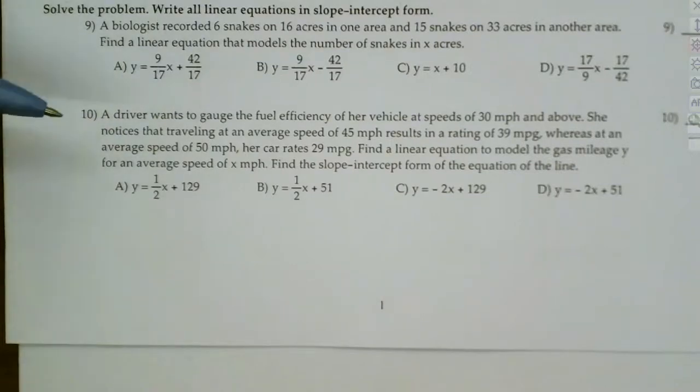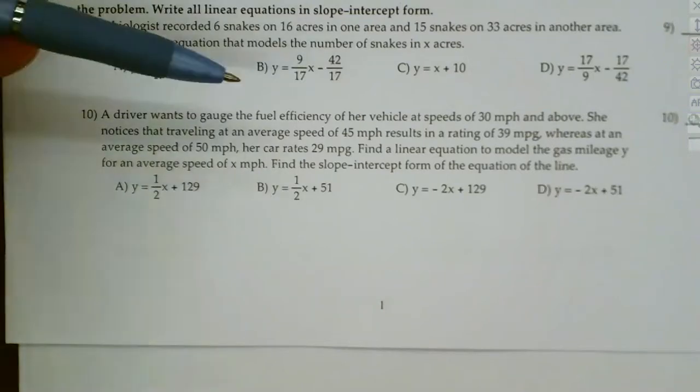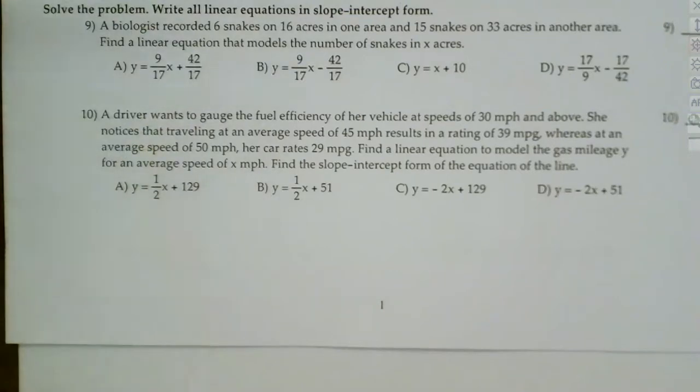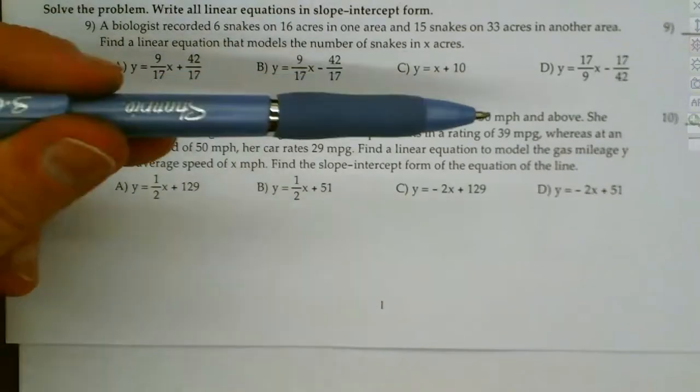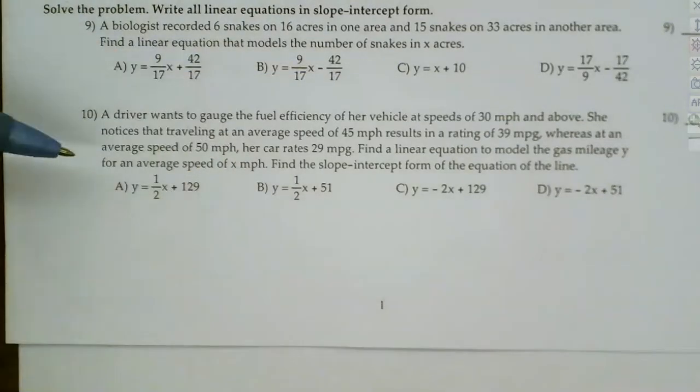So question 10. A driver wants to gauge the fuel efficiency of her vehicle at speeds 30 miles an hour and above. She notices that traveling at a rate of speed of 45 miles an hour, she gets 39 miles per gallon, whereas at an average rate of speed of 50 miles per hour, she gets 29 miles per gallon. Find a linear equation to model the gas mileage y for an average rate of speed x miles per hour.